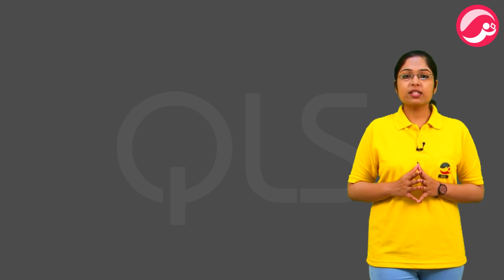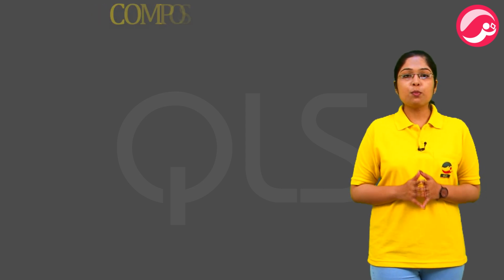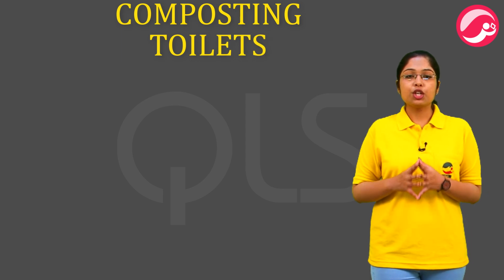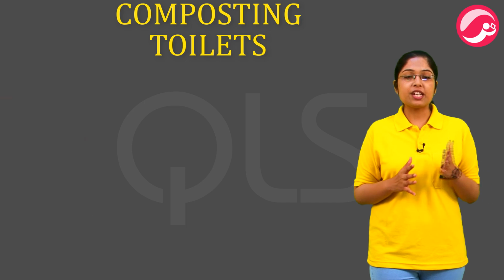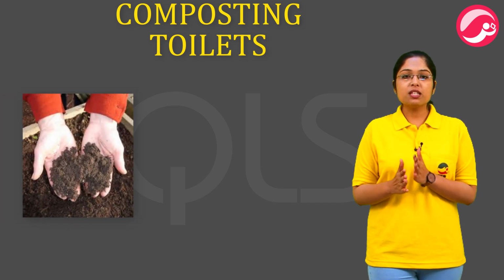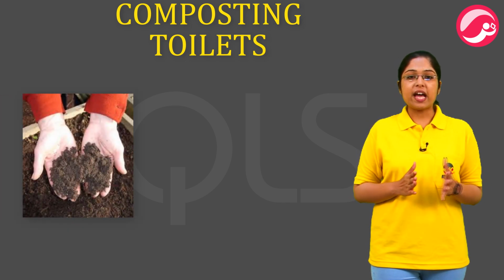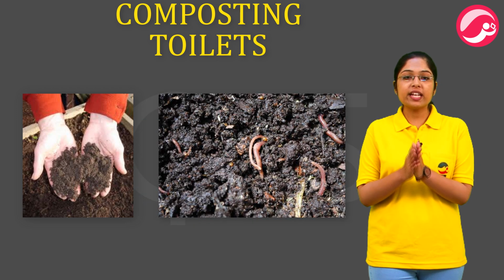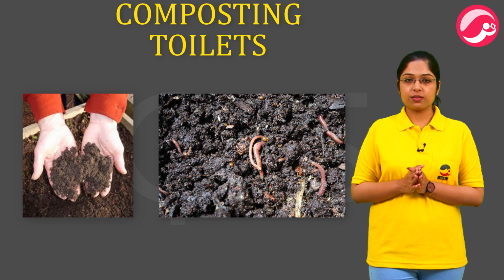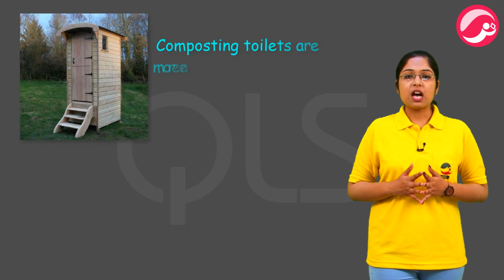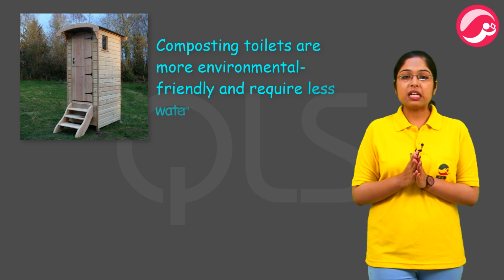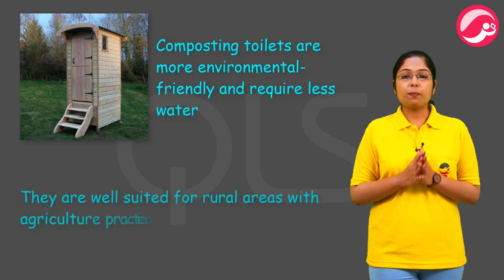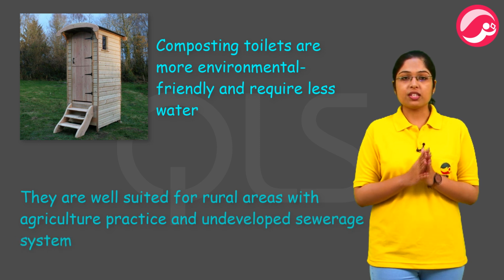The third type of on-site sewage disposal system is composting toilets. A composting toilet is a system that converts human waste into organic compost and usable soil. This happens when microorganisms such as bacteria and fungi and macroorganisms such as earthworms break down organic waste into essential minerals. Composting toilets are more environment friendly and require less water. They are well suited for rural areas with agricultural practice and underdeveloped sewerage system.